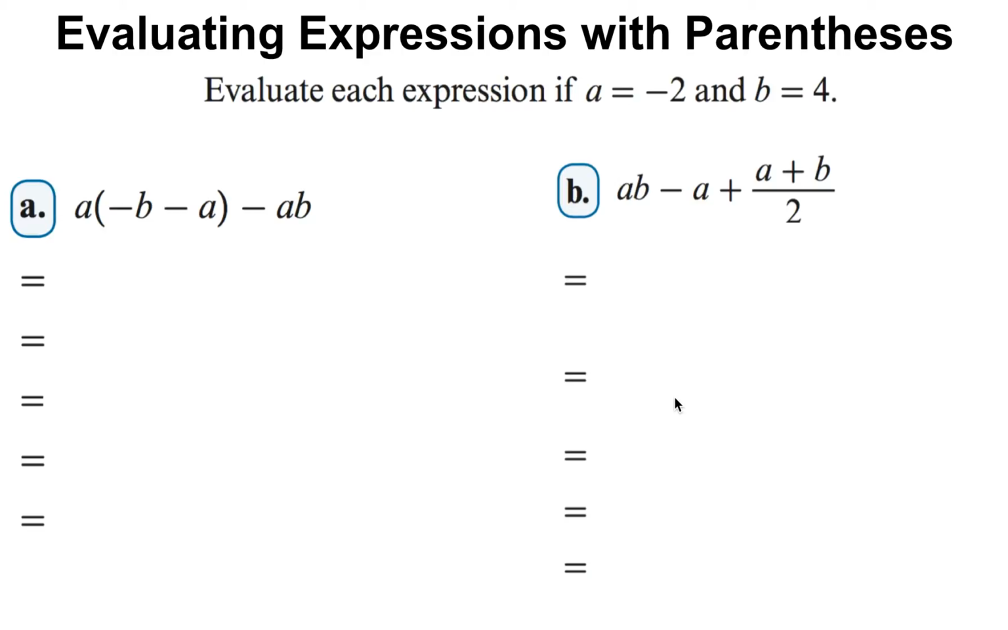Here's a couple more examples. It says evaluate each expression for a equals -2, b equals 4. On the left, actually this is a good spot. Why don't you go ahead and pause the video and try to work on this one on your own, and then I'll give you the answer when you come back.